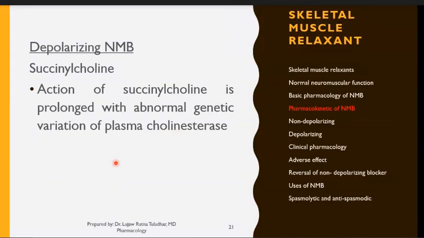Now, like I said before, there is some abnormality in few people, not everyone, few people, just saying, there is some kind of defect in the pseudocholinesterase.